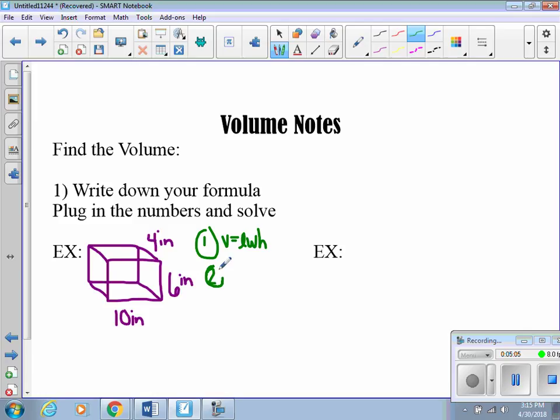So I'm going to plug in those numbers. Really, in this case, because it's multiplication, whether I multiply width times length times height, or height times length times width, or height times width times length, or length times width times height, it is multiplication. So I'm going to get the same answer anyway, but just so that you can understand a little better.